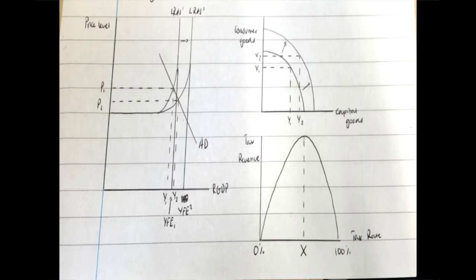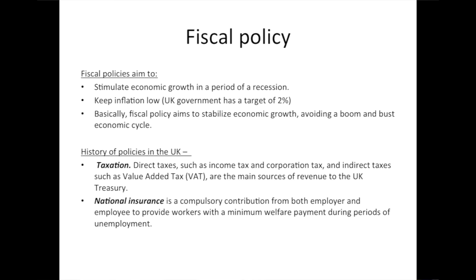The diagram on the top right is a PPF curve. So this shows the productivity potential of the economy. As you can see, it shifted from the inside curve to the outside curve, showing a greater productivity potential of the economy, which shifts Y1 to Y2 for both consumer goods and capital goods.